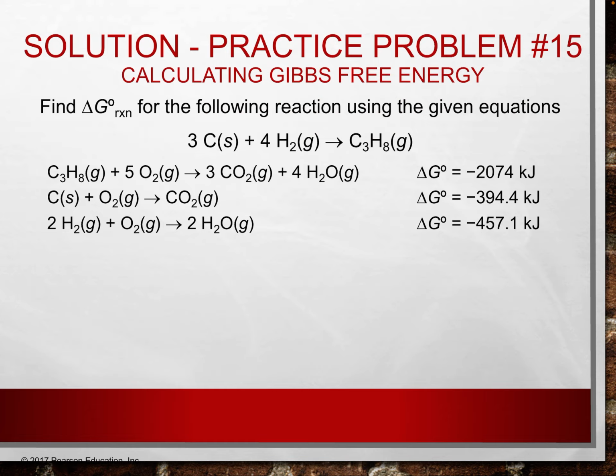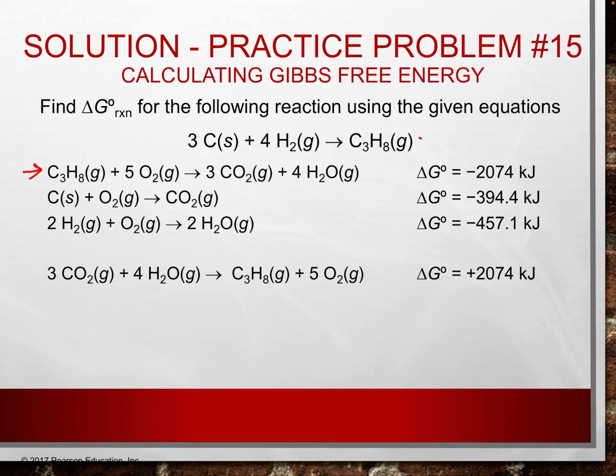I always start left to right. Let's look at the first one first. Here we have C3H8. That's propane. Here propane is on the left and we want it to be on the right. We have the right number of propanes, but it's in the wrong place. So we're going to go ahead and flip that reaction.